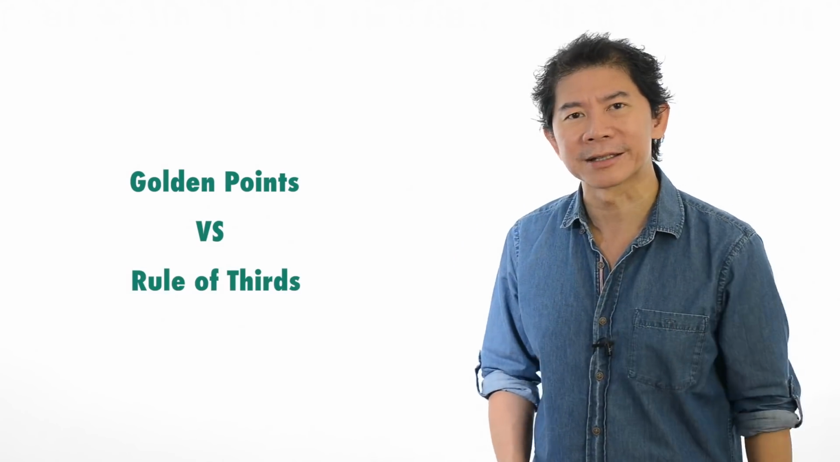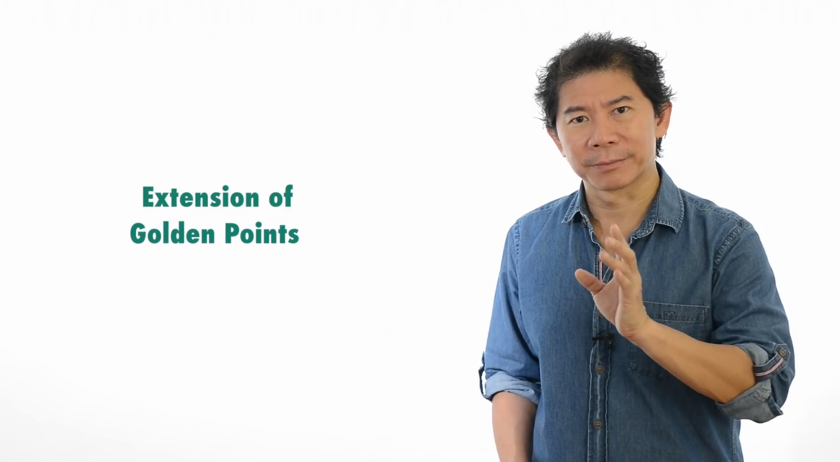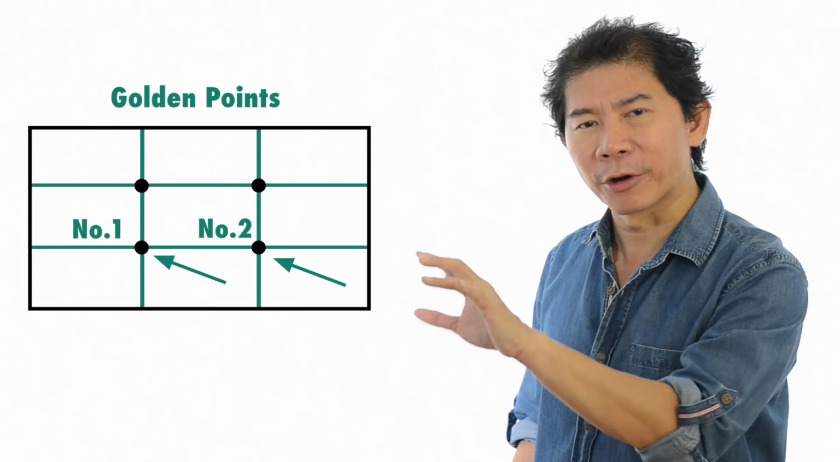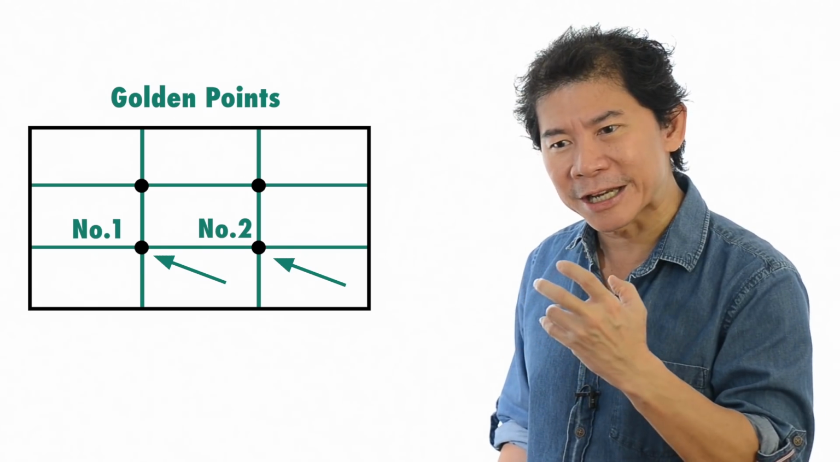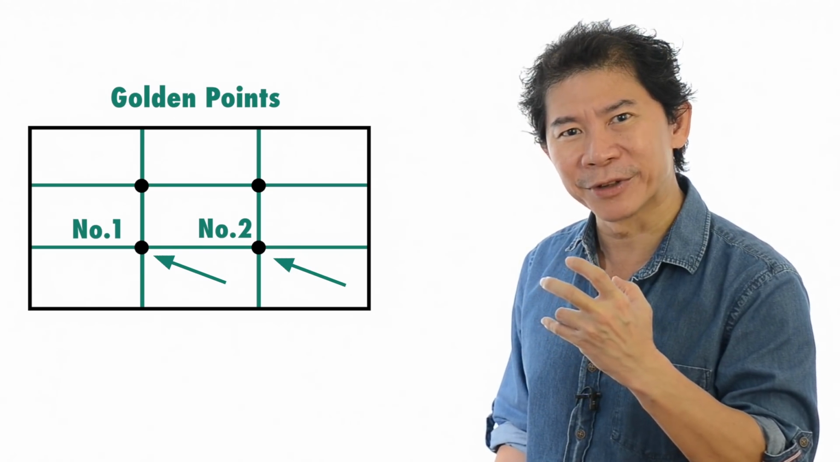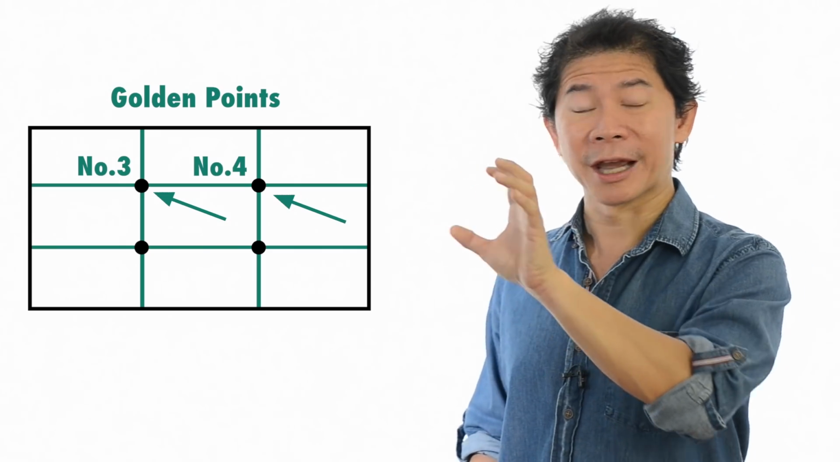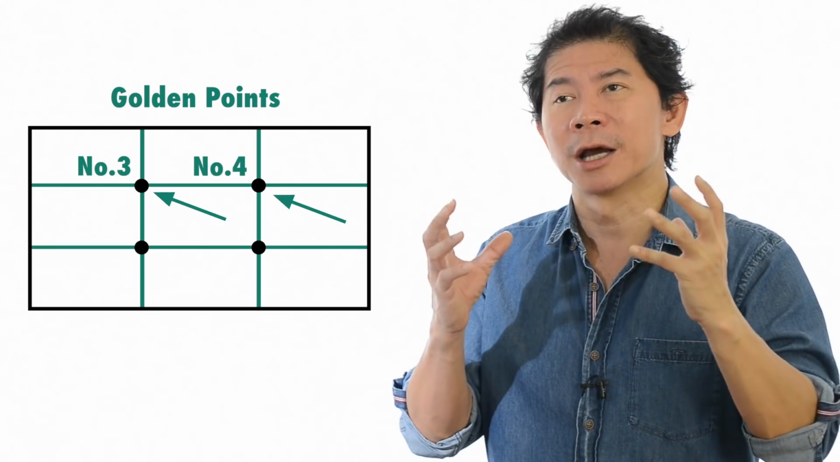Enjoy! In a few lessons earlier, you learned about golden points and how they are different from rule of thirds. This is an extension of golden points. Now we learned that golden points 1 and 2 are used to trigger impulse within your viewers, and golden points 3 and 4 are more out of reach, more exclusive, more up in the air. Aerial photographers use them a lot.